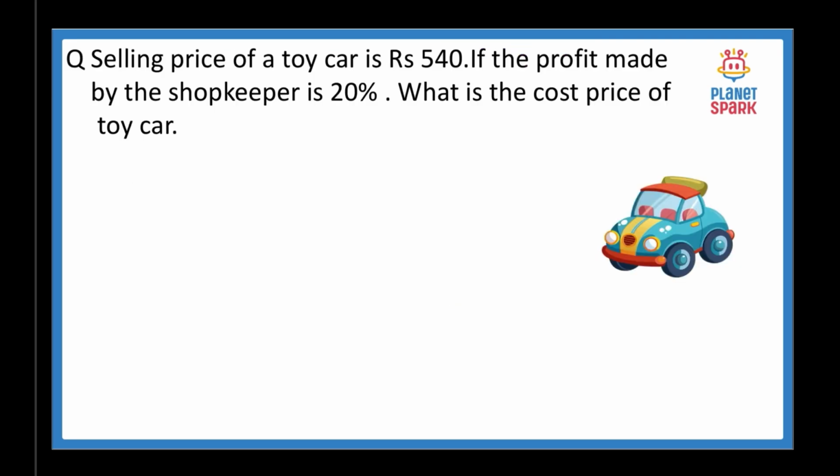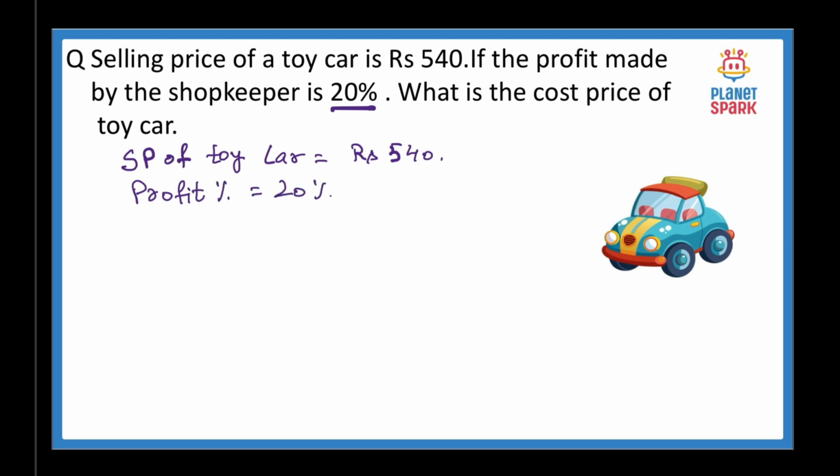Selling price of a toy car is rupees 540. That means SP is 540. Now the shopkeeper has made a profit of 20% on selling the car. Since the shopkeeper has made a profit of 20%, we are given that in this case profit percent is 20%. And now we are supposed to find out the cost price.